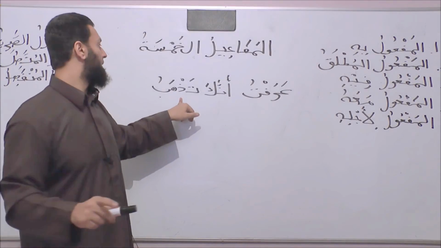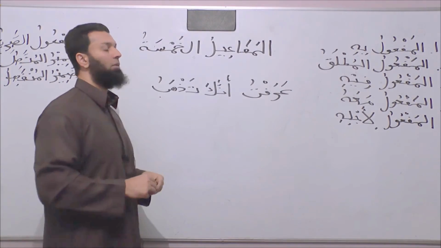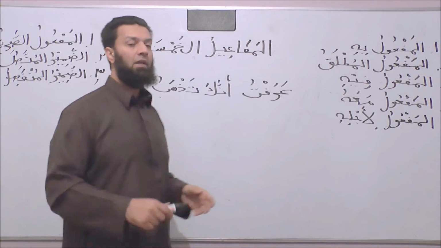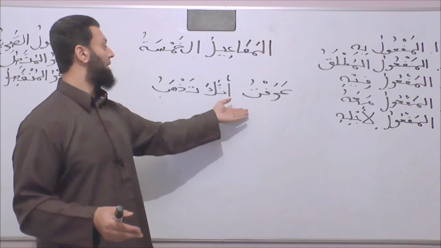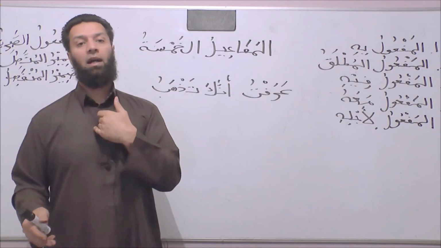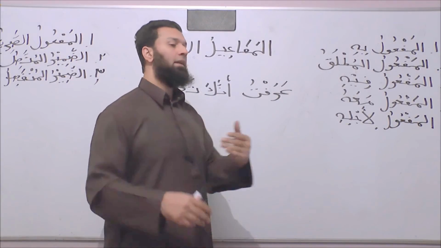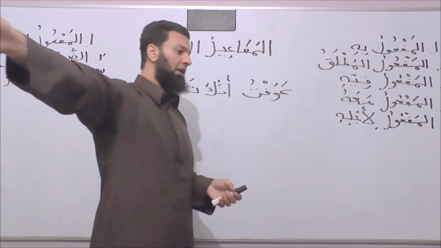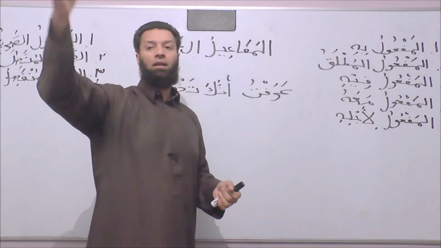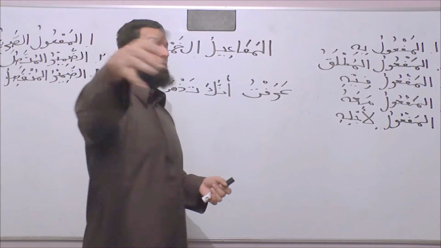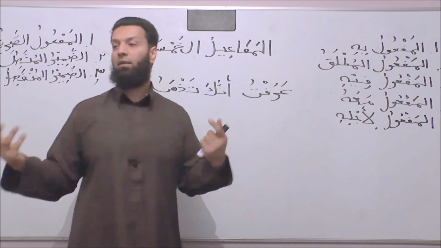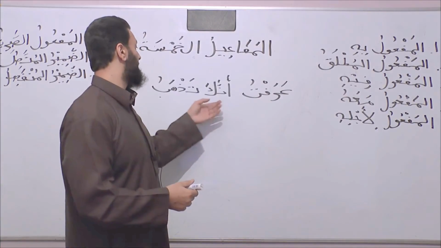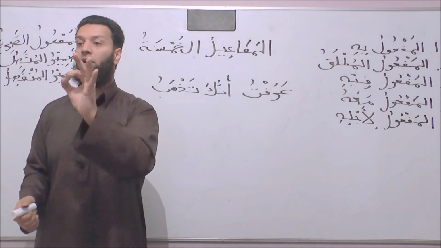Right? But what does it mean? It means أنك تذهب, that you are going. The complete sentence is عرفت أنك تذهب, meaning I knew or I'm aware أنك تذهب, that you are going. So if you were going somewhere, for example, and I met you prior to your departure, I would say عرفت أنك تذهب. I know that you're going.